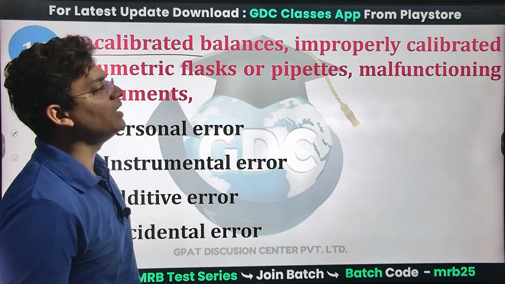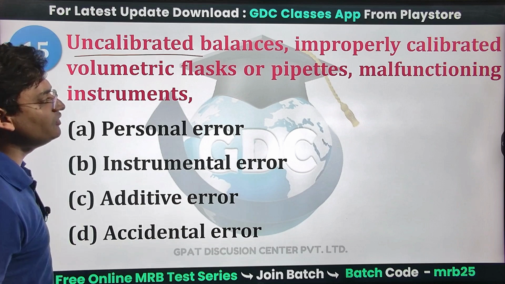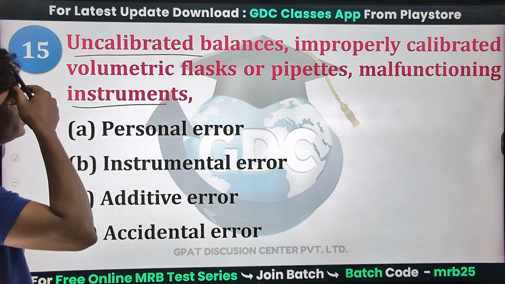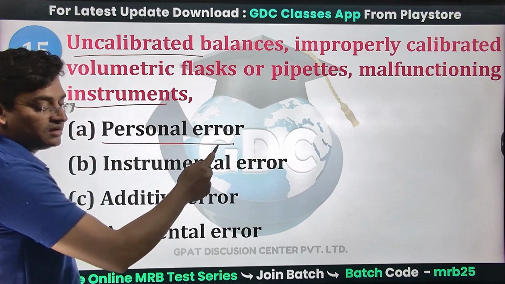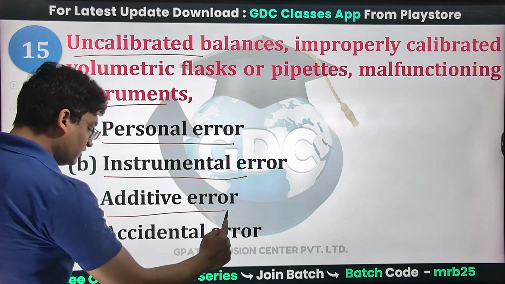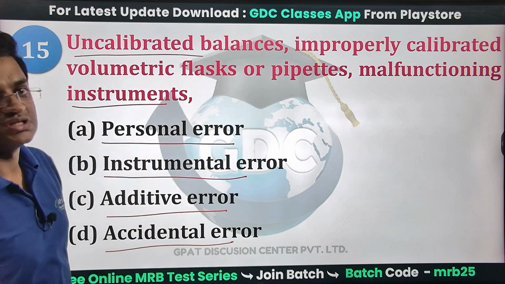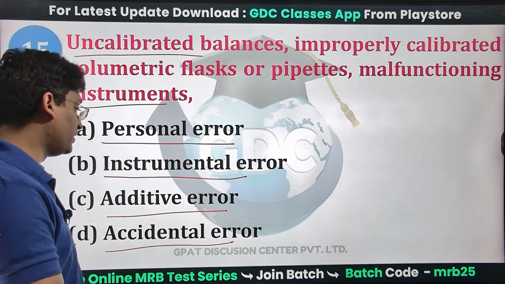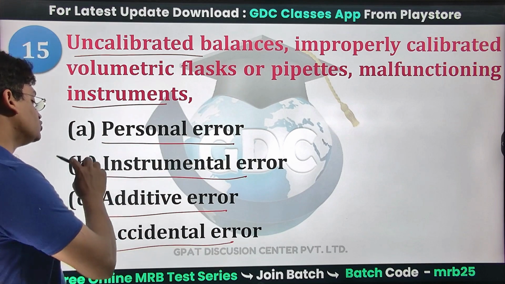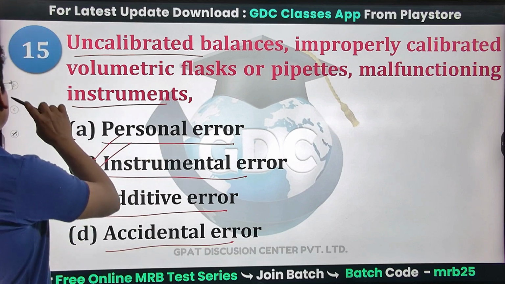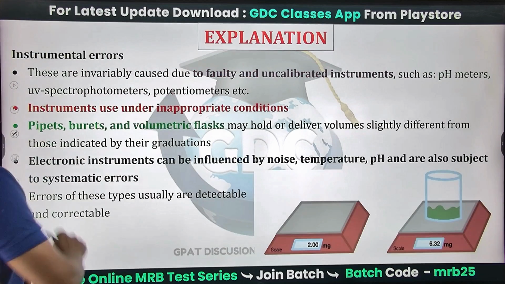Uncalibrated balances, improperly calibrated volumetric flasks or pipettes, malfunctioning instruments. What do you name such kinds of errors? Are they personal error, instrumental error, additive errors, or accidental errors? All these mentioned items are apparatus or instruments. So these are instrumental errors. They fall under the category of instrumental errors. So B will be the right answer.